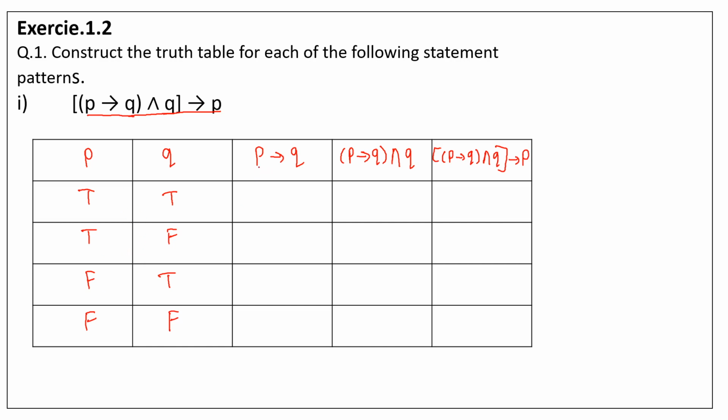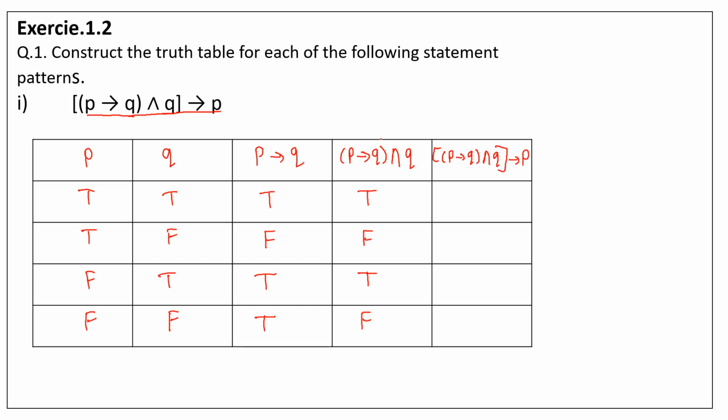Now the next column is P implies Q. In implication, only T implies F is F, otherwise it is true. So this is T, F, T, T. Okay. Next will be P implies Q, that is this column, and Q. In AND only T and T is T. So T and T is T. F and F is F. T and T is T. F and T is F.